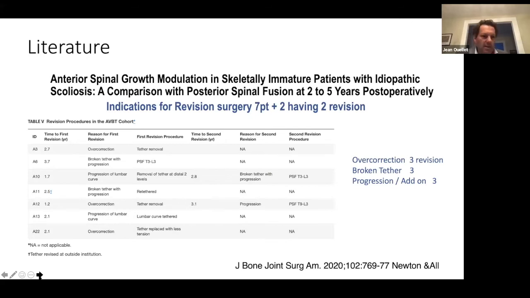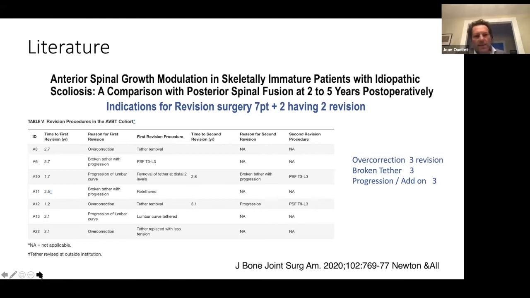And again, the reasons for return to surgery were overcorrection, which required 3 revisions. There were 3 broken tethers that had evidence of curve progression and went back. One of them had a revision for a new insertion of a tether. One had an addition to the deformity: they extended the tethering because they felt that the curve was progressing, or they had add-on. So basically curve progression, overcorrection, or cable breakage with a loss of correction.